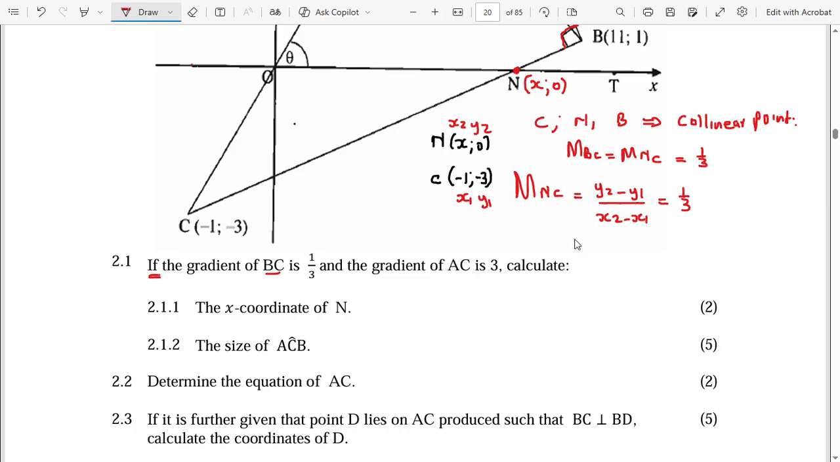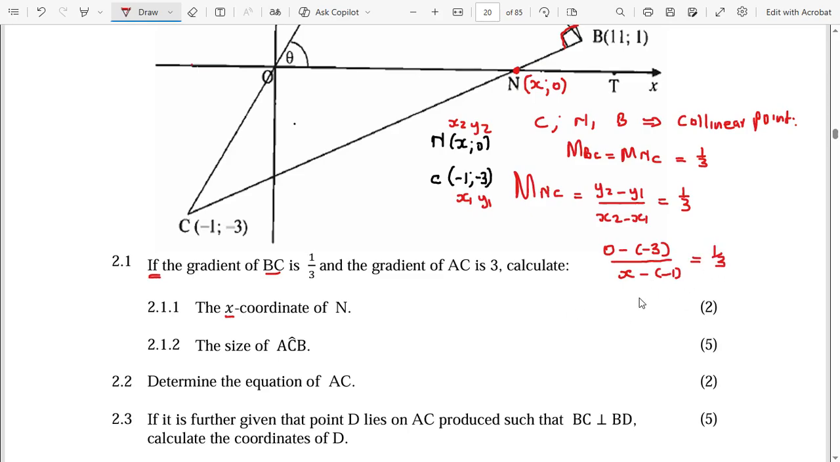Then I'm going to sub in there. I know that y2, which is 0, I'm going to subtract y1, which is minus 3. I have to put it inside the bracket. And everything is divided by x2. That's x, right? Which is the x coordinate of N. And the question says, find the x coordinate of N. This is what we need to find. Then I'm going to subtract x1, which is negative. So I'm going to put that inside the bracket and equate this to 1 over 3. Then from there, you can just solve for x.